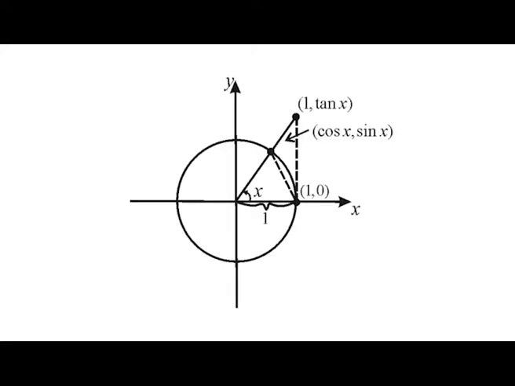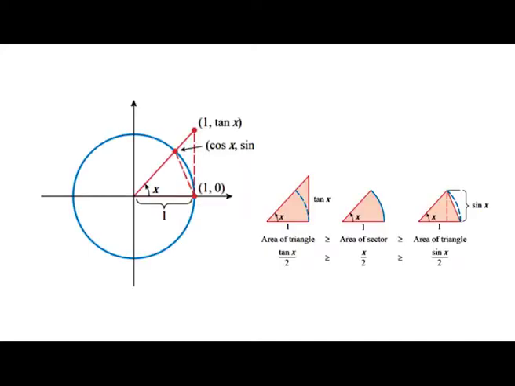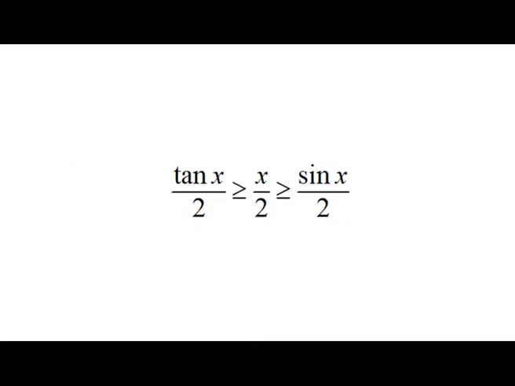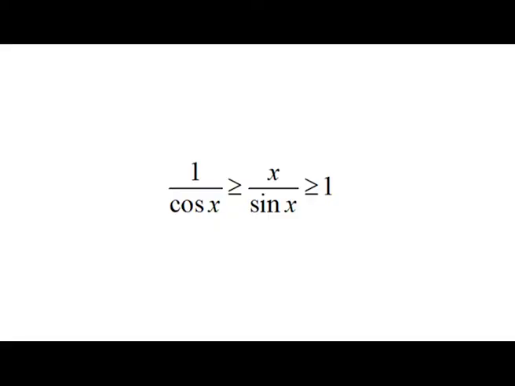Also from the figure, the area of this sector lies between the areas of two triangles: a larger triangle with area 1/2 × 1 × tan x = tan x/2, and a smaller triangle with area 1/2 × 1 × sin x = sin x/2. Thus, tan x/2 ≥ x/2 ≥ sin x/2. Multiplying through by the positive number 2/sin x yields 1/cos x ≥ x/sin x ≥ 1.